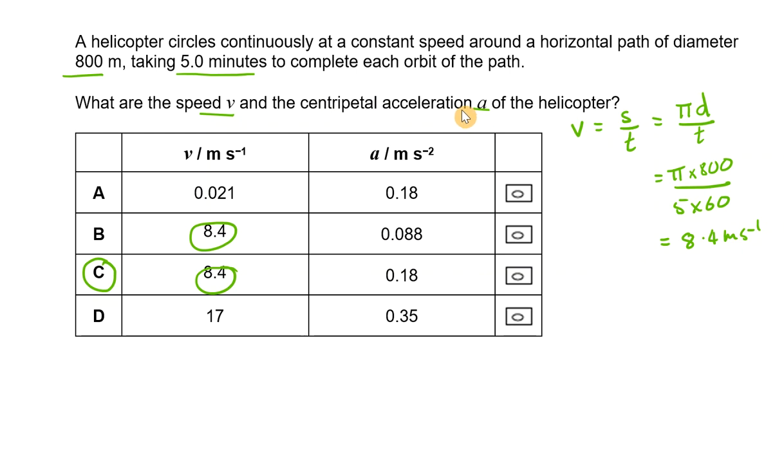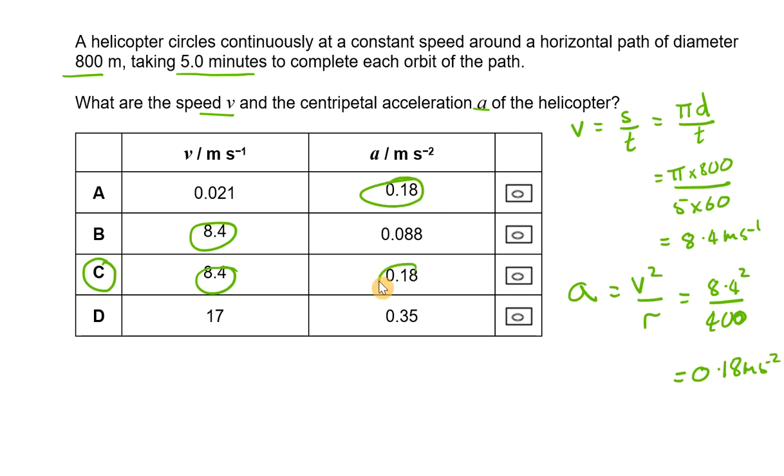Now the next thing is we need to find the centripetal acceleration. From your data sheet you'll see that acceleration is equal to the velocity squared over the radius. So velocity we've just worked out is 8.4 meters per second, squared. The radius is half the diameter, which is 400 meters. Let's clean that up a little bit, and if you put those numbers into your calculator you'll get an answer of 0.18 meters per second squared. So answer C is correct.